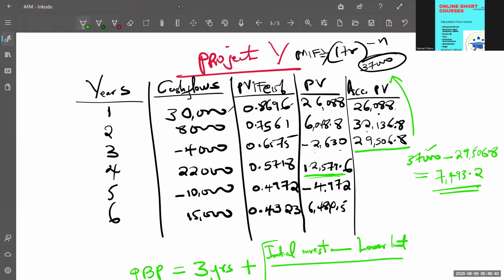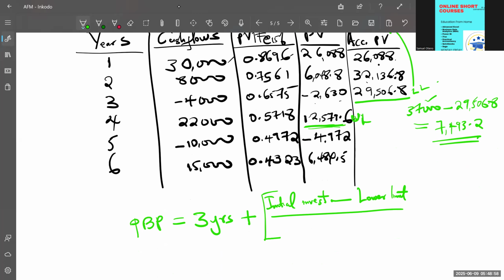Lower limit is now the cash flows at the end of year number 3. The total that we have recovered at the end of year 3, that is the lower limit. We call it lower limit. But the total amount in year number 4 is what we call upper limit. So we have lower limit and upper limit. Now, that forms our numerator, and of course, it is the 7,000, which we've already computed here. Then in the denominator, you just take the difference between upper limit and lower limit. That is how we are going to get the fraction.